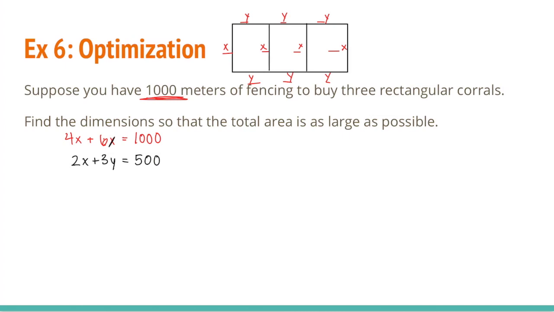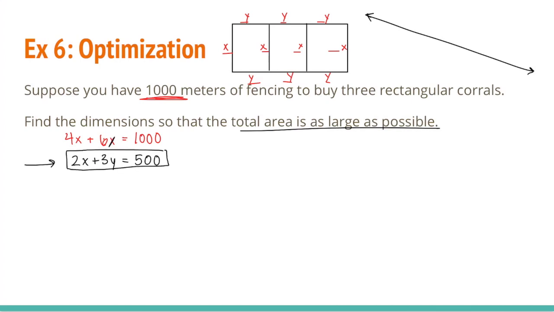Okay. And then it says, find the dimensions so that the total area is as large as possible. Now looking at this function, my constraint function, that's not a quadratic. I can't find a vertex of it. That's just a linear equation that looks like this. There's no limit. There's no maximum or minimum. It goes on forever. So I know somehow I'm going to need to get to a quadratic equation.